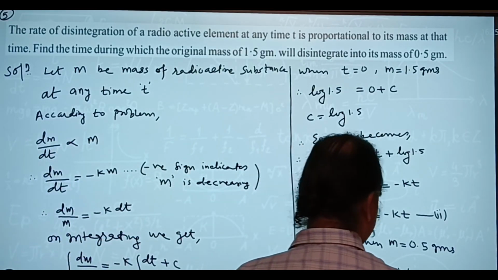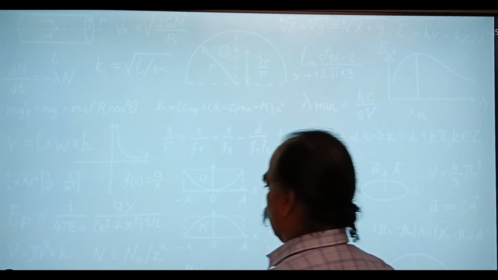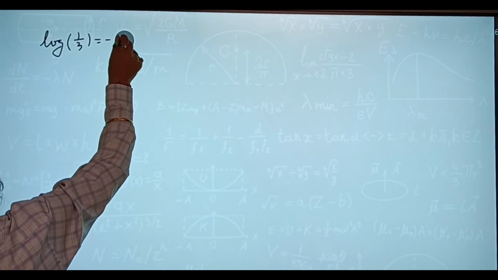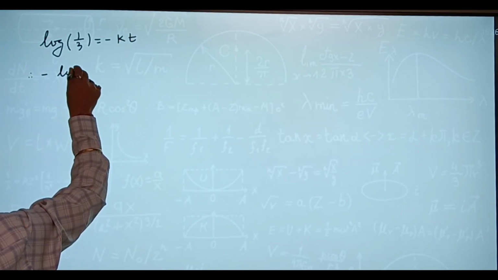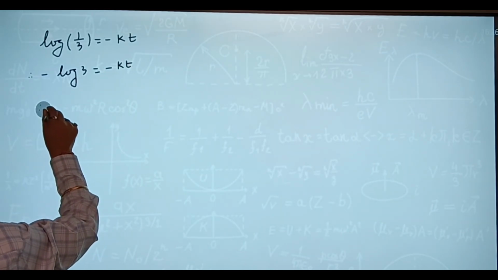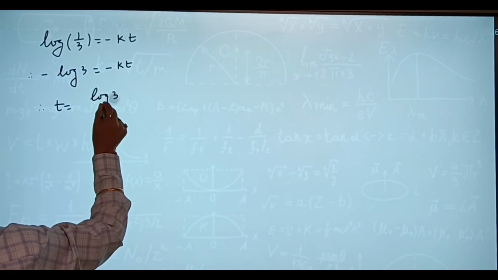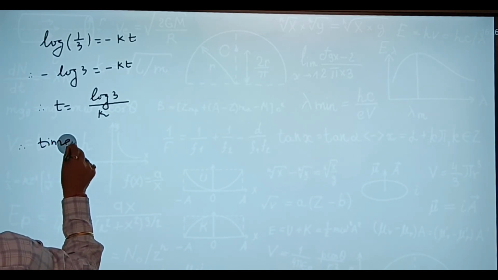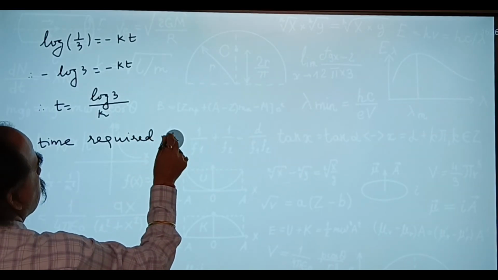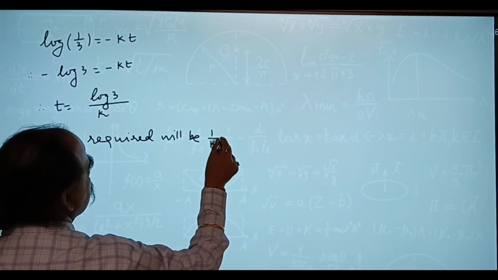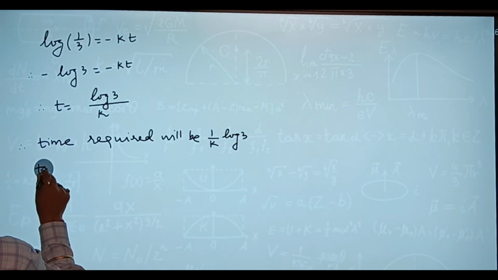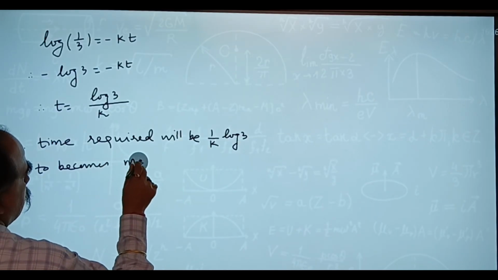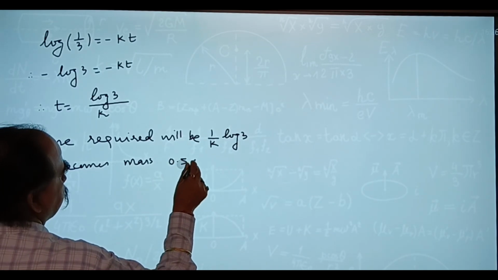So T will be log 1 by 3. So T is what? Log 3 upon K. Therefore, time required will be 1 upon K log 3 to become mass 0.5 grams.